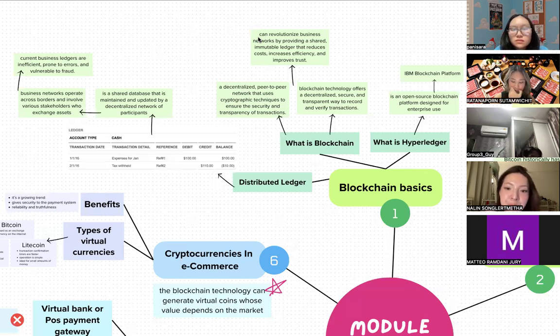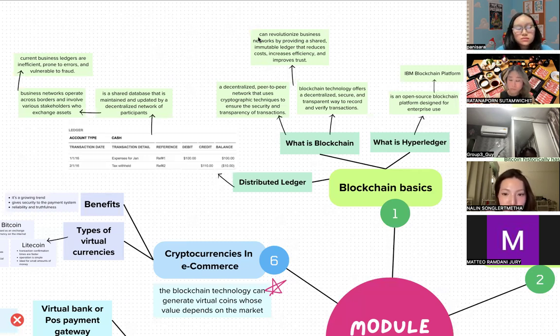Next, the role of business ledgers. Business networks operate across borders and involve various stakeholders who exchange assets. These assets can be physical or digital, and their ownership and transfer are recorded in ledgers. So these ledgers serve as a system of record for a business's economic activities and interests.